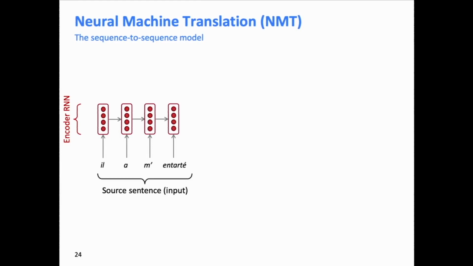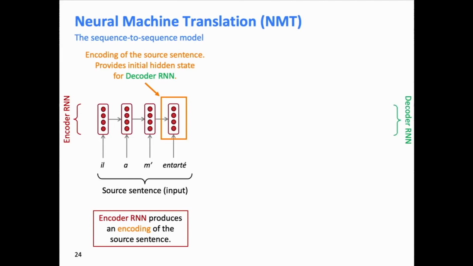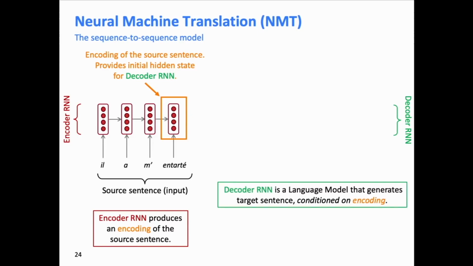OK. So the idea of the encoder RNN is that it's going to produce some kind of encoding of this source sentence. So for now, let's assume that the encoding of the source sentence is going to be the final hidden state of this encoder RNN. So what happens next is we pass this encoding of the source sentence over to the decoder RNN, which is going to translate into English. So the decoder RNN is a language model. In particular, it's a conditional language model, like we talked about last time. So it's conditional because it's going to produce the target sentence, but conditioned on this encoding. And the encoding is that vector that has the orange box around it.